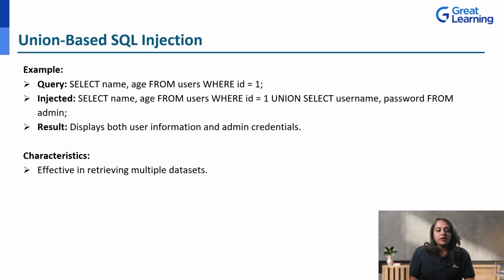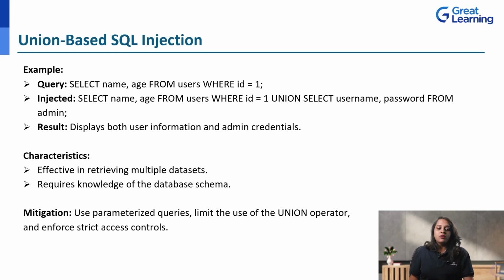Characteristics: it is very effective in retrieving multiple data sets. It sometimes requires knowledge of the database schema. We can avoid this union-based SQL injection by using parameterized queries. And we can also limit the use of the union operator. If we don't use the union operator, that's better, right? We can avoid this union-based SQL injection.